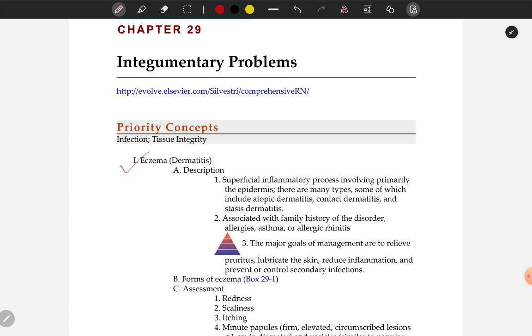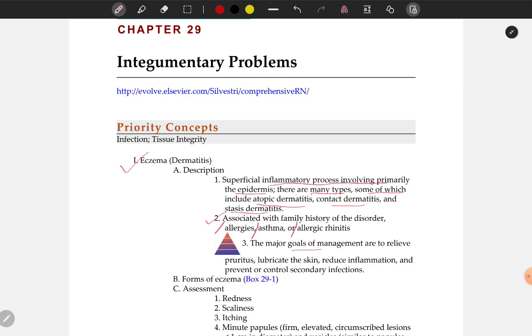So what is eczema exactly? It is a superficial inflammatory process involving the epidermis. Which organ is affected? That is the epidermis. There are many types, some of which include atopic dermatitis, contact and stasis dermatitis. It is always associated with family history or allergy or asthma or any allergic rhinitis.